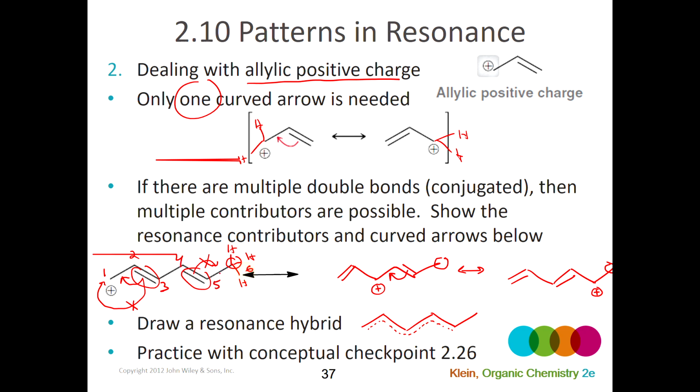Well, I've got 6 carbons. That one positive isn't spread out over all 6. I could only draw 3 contributors. So that one positive charge is spread out over carbon 1, carbon 3, and carbon 5. And so those are the carbons that carry the partial charge specifically in my hybrid structure.